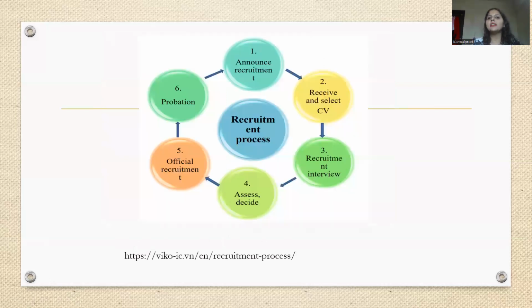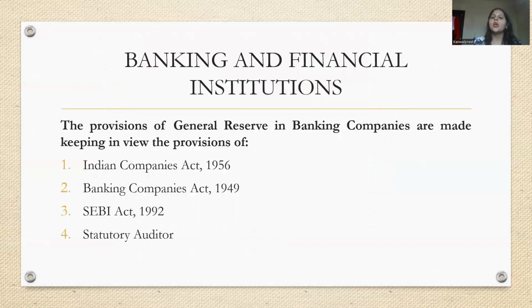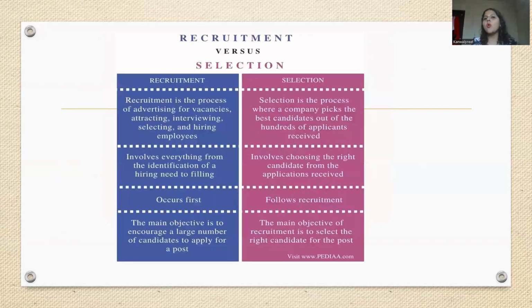Okay. Now, similarly here, this is the recruitment process. You announce the recruitment, give advertisement. Okay, receive and select the CV. Now, what is the full form of CV? What is the difference between CV, biodata, resume? Recruitment interview. Then you assess, you decide, official recruitment and probation. So this is just simple. Sometimes steps may be asked. Different books may have different steps, but you can always use common sense because the process remains almost the same.